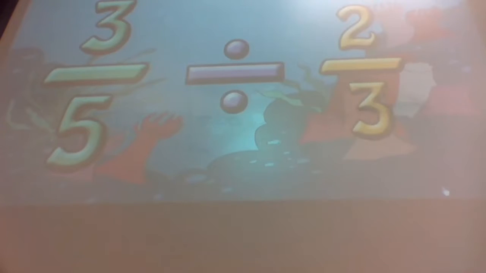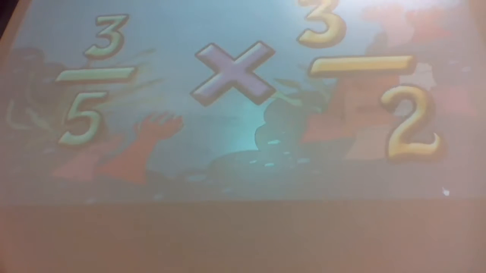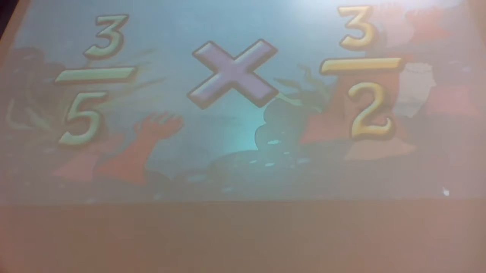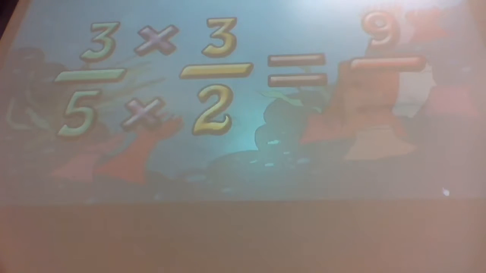Take 3/5 divided by 2/3. Keep, change, flip. That's the word. Keep 3/5 the same, change the sign so we multiply. That's the game. Flip 2/3, we get 3/2. Then we can multiply, and so should you. 3 times 3 is 9, 2 times 5 is 10. 9 tenths can't reduce. That's the end.